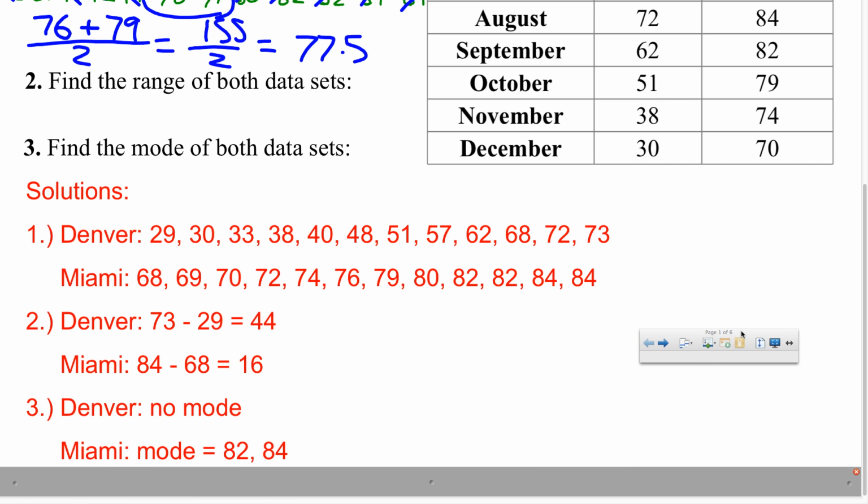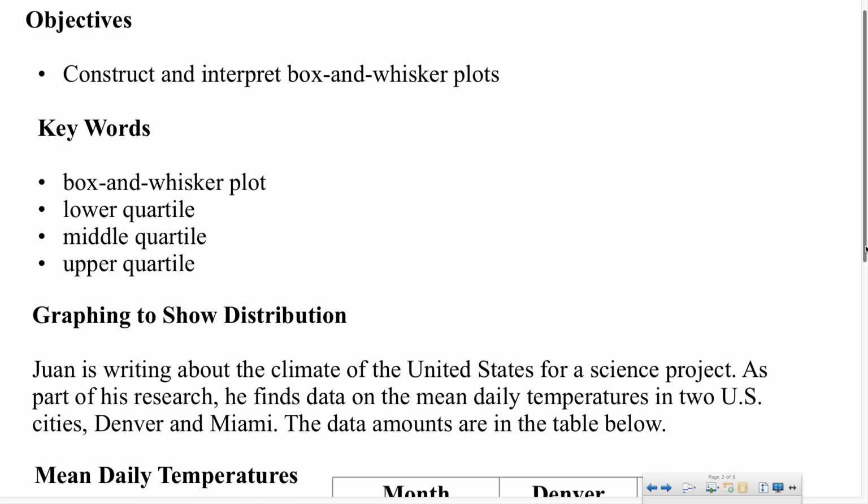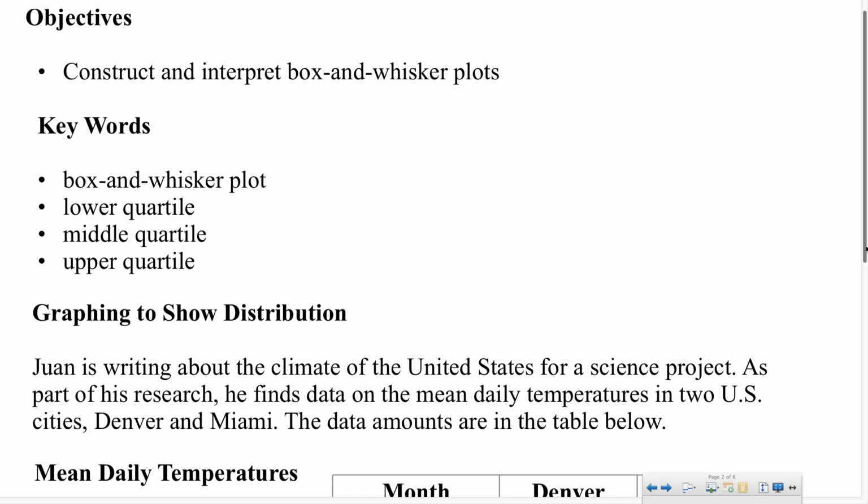Okay, any questions about this? Are we good? I'm going to go back and forth to this warm-up for the lesson for today because we're going to do box and whisker plots. So, can I get somebody to read the objectives and the keywords and then graphing to show distribution? Timothy, could you go ahead? Objective. Construct and interpret box and whisker plots. Keywords. Box and whisker plot. Lower quartile, middle quartile, upper quartile.